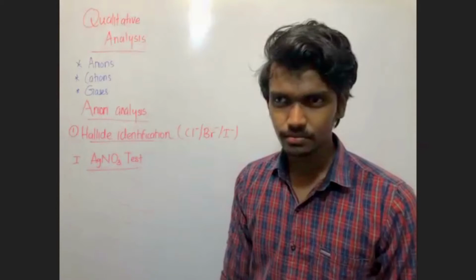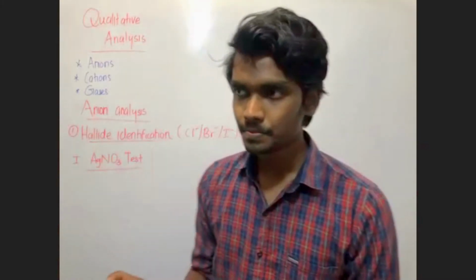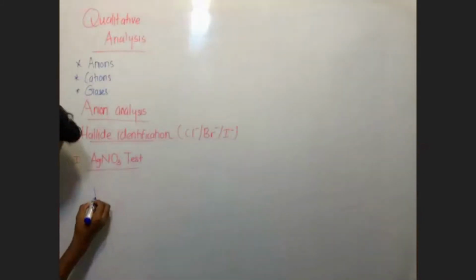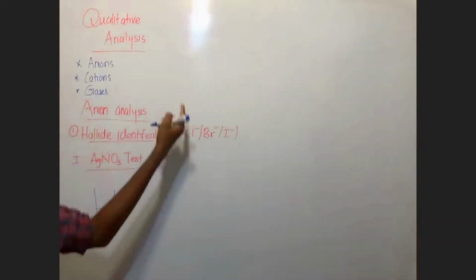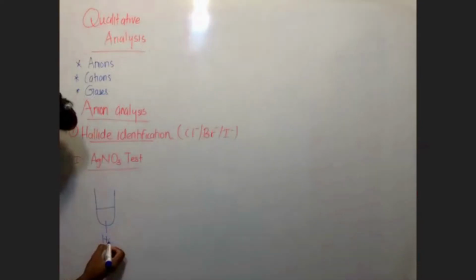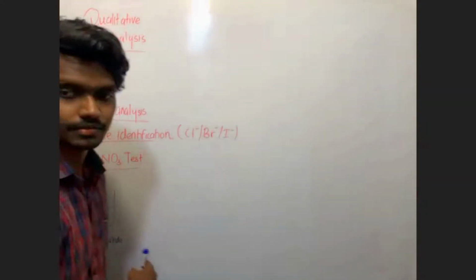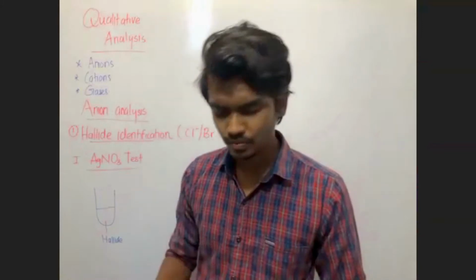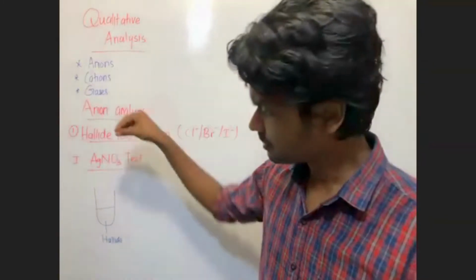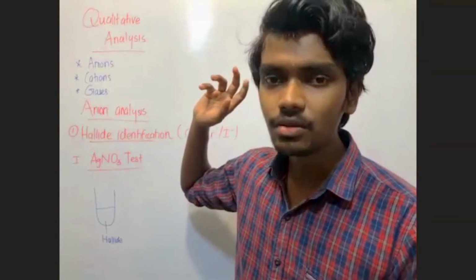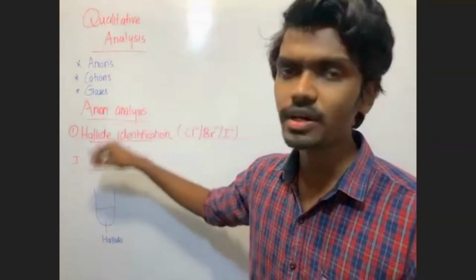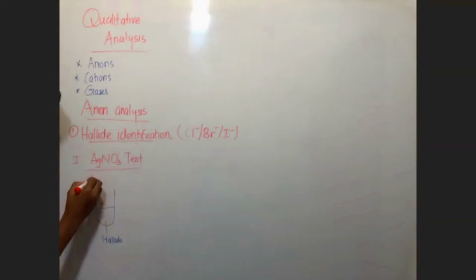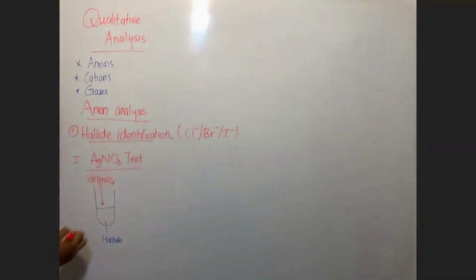Silver nitrate test. So it's like this. First of all, let's consider there is a test tube which contains the halide. We don't know what halide is present. There are three options: either Cl minus, Br minus, or I minus is possible. First, we add dilute HNO3. We'll see why these things are done. Dilute HNO3 is added.